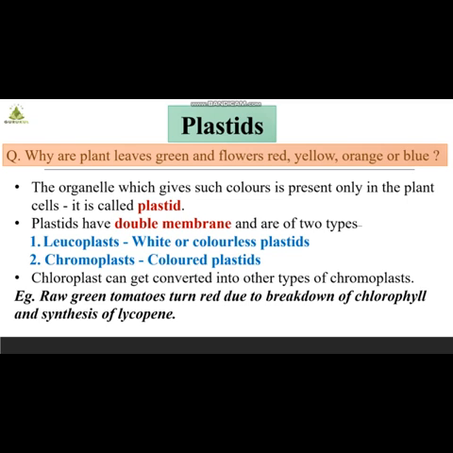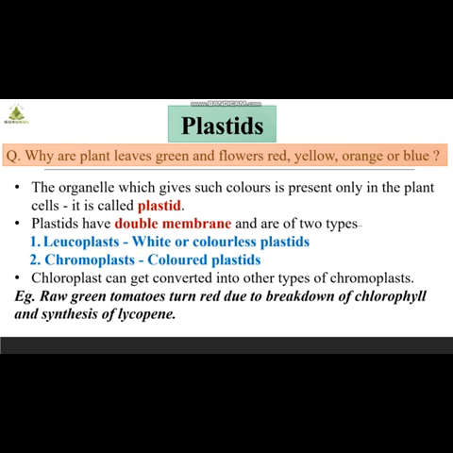Students, one question to all of you. Why are plant leaves green and flowers red, yellow, orange or blue? Yes, have you ever wondered? We say plants are green, but if you carefully observe the different parts of the plant, they are either red, yellow, orange or blue. Okay, so the answer behind this is because of an organelle which is called a plastid.